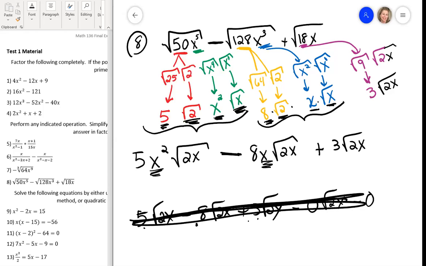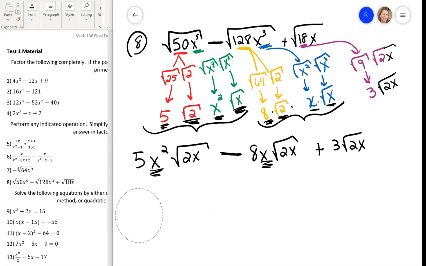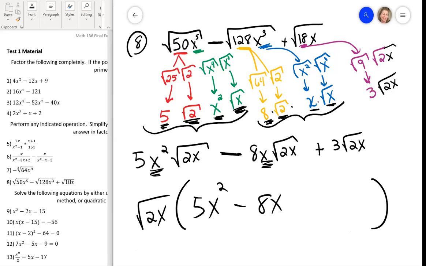You could factor out. I mean, I suppose it didn't say to leave my answer in factored form though. They all have that square root of 2x in common. So you could have factored it out and then put 5x squared minus 8x plus 3, I suppose, but the directions did not tell me to do that, did it?